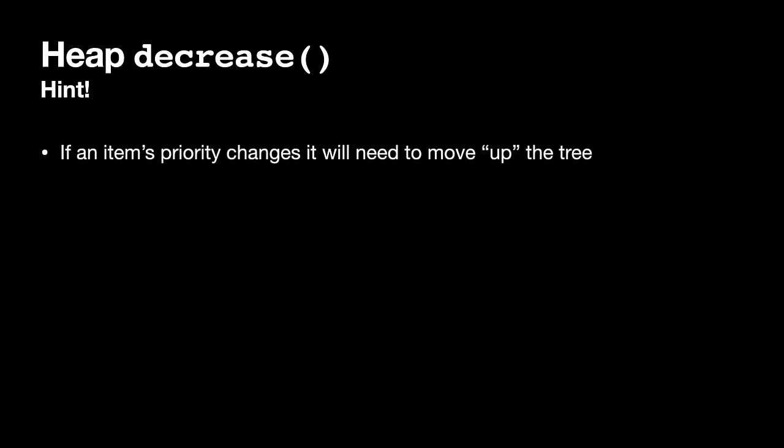Okay, so one more major hint about the assignment. It'll be helpful to you if the priority queue itself has some sort of a decrease method, because you'll need to use this in two different places. If an item's priority changes, it's going to need to move up in the tree. And we've already seen how this works.